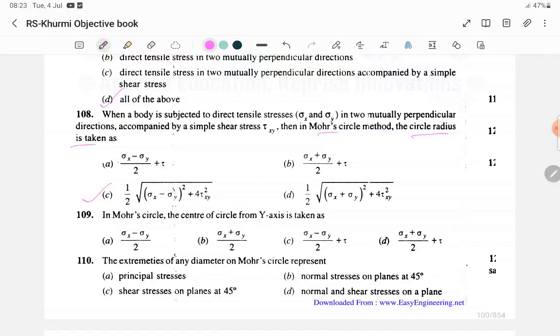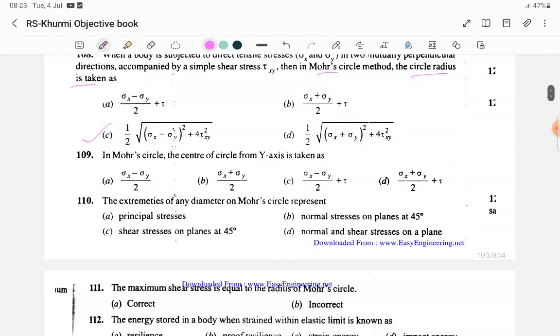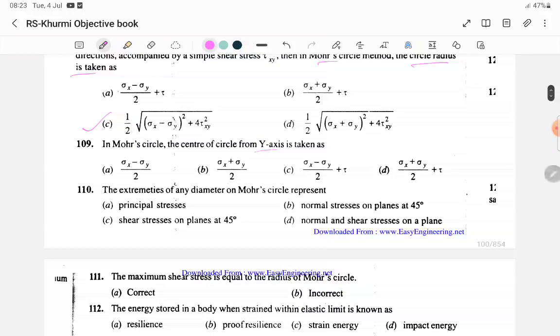So 108 is C. 109: the center of the circle from the y axis is taken as sigma x plus sigma y by 2. So that's 109 is B.